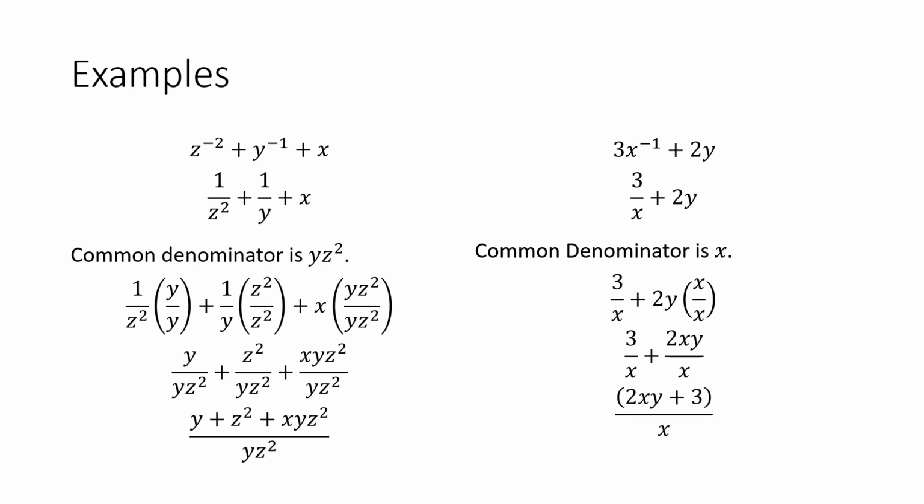So now let's find a common denominator. The common denominator between x and 1 is x. Okay, 3 over x already has the common denominator. We don't need to multiply it by anything, so we're not going to. 2y needs an x in the denominator, so let's multiply it by x over x. 2y times x equals 2xy. So we have 3 over x plus 2xy over x, which gives us 2xy plus 3 over x.